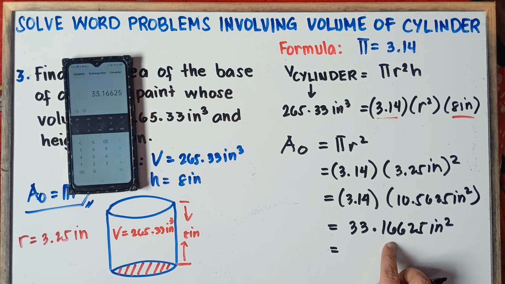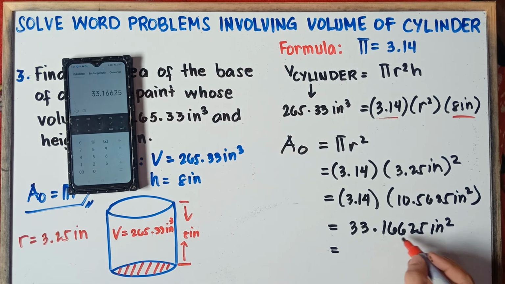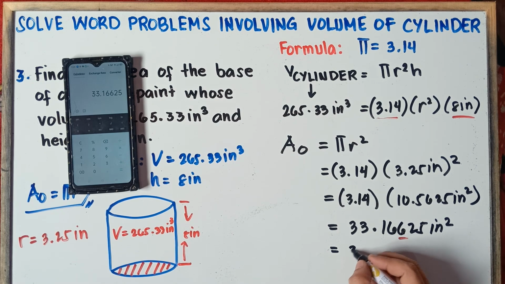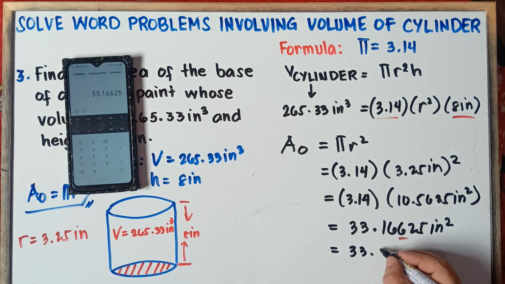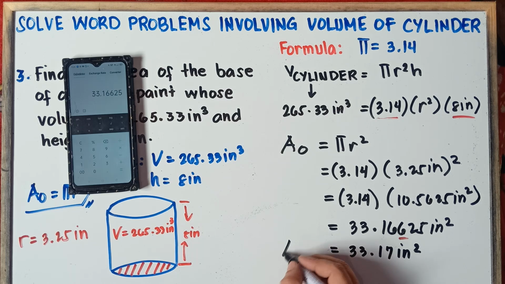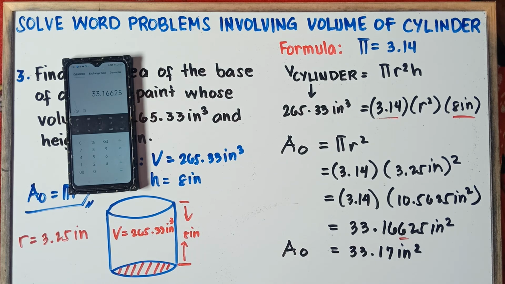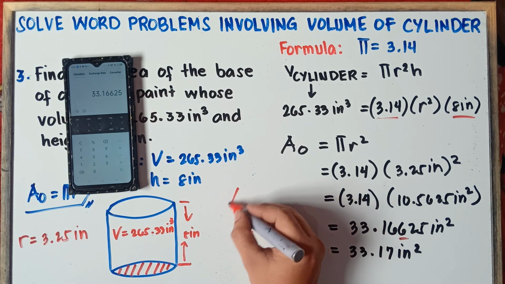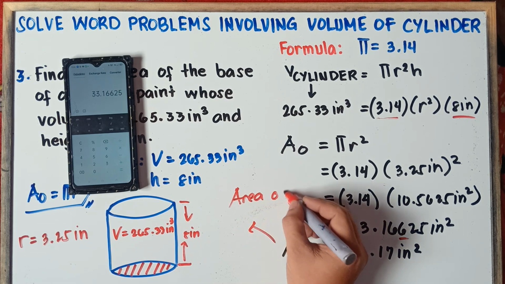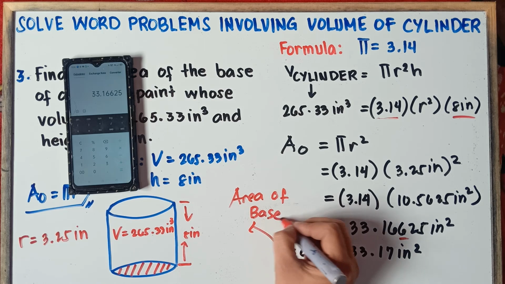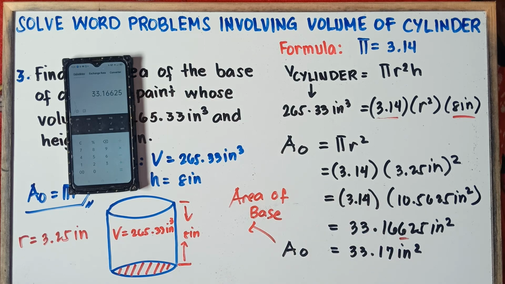And then we round off our answer. After the 6, that is 6, therefore we need to round up. So our answer will be 33 point, once again, class, after 6 that is 6, so we need to round up. This becomes 7. That would be 17, then square inches. That's it, class. That would be the area of the circle, and this will be the area of the base. So therefore, the area of the base is equal to 33.17 square inches.